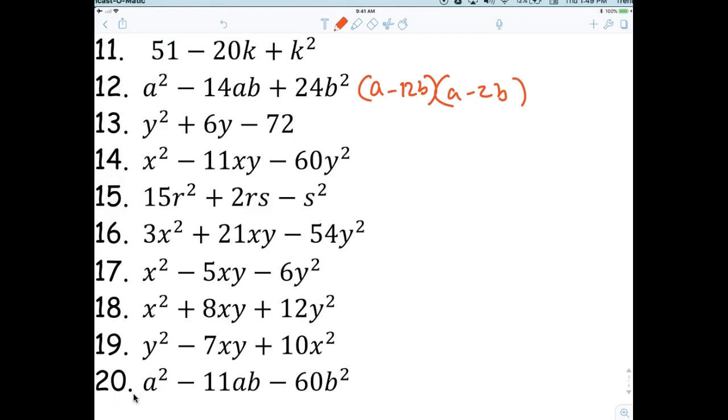Now the factors of 72 that make 6. 12 and 6. Very good. So that would be A plus 12B, A minus 6B. Good job. Next.